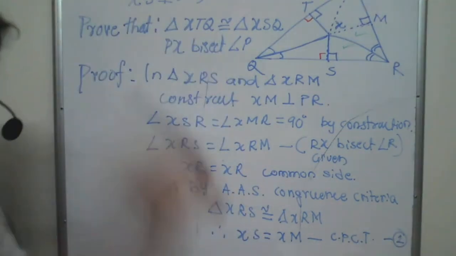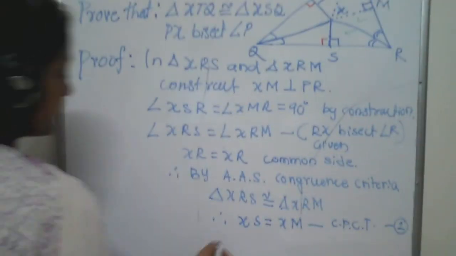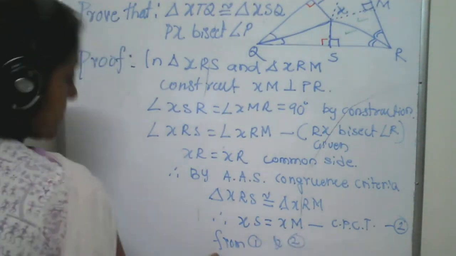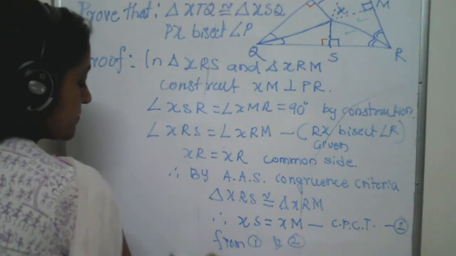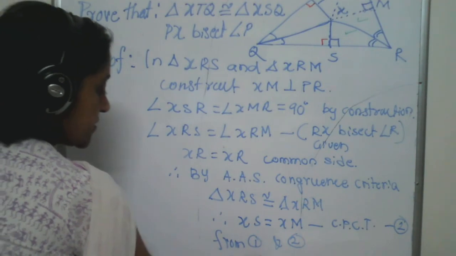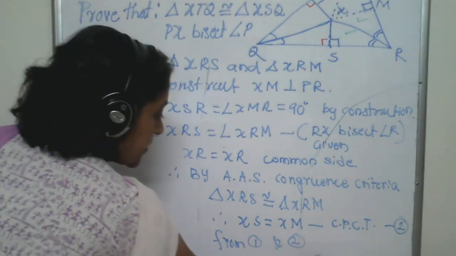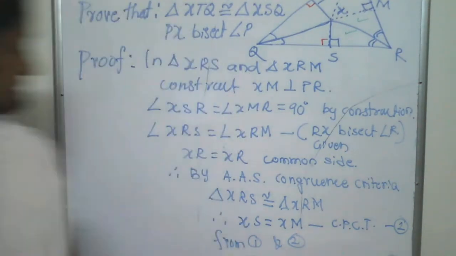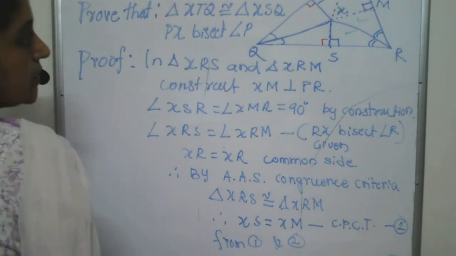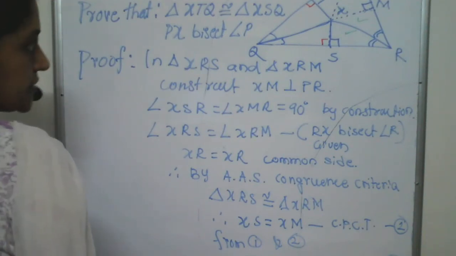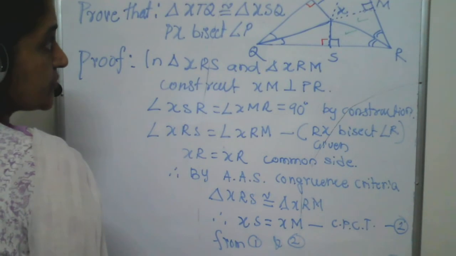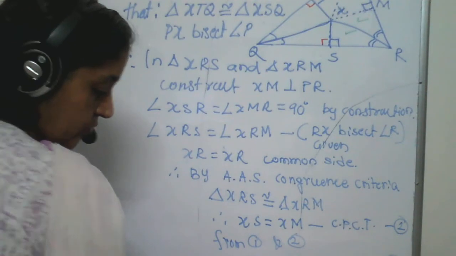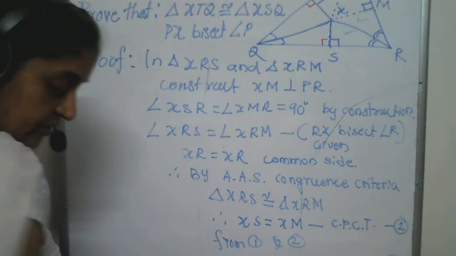Hence, from 1 and 2, XT is equal to XS is equal to XM. Here we can take it as 3. So all three are equal. Now we will go ahead and prove that triangles XTP and XMP are congruent. Hence those two angles will be equal, the ones which we wanted. Okay, so let me erase this.